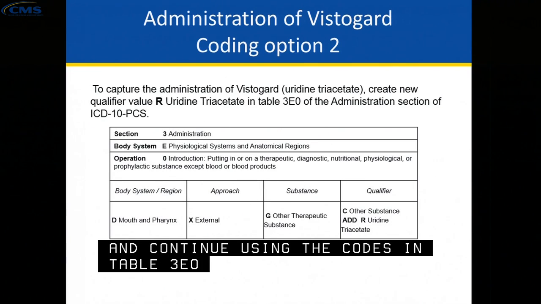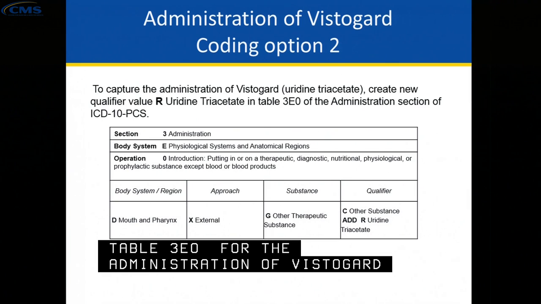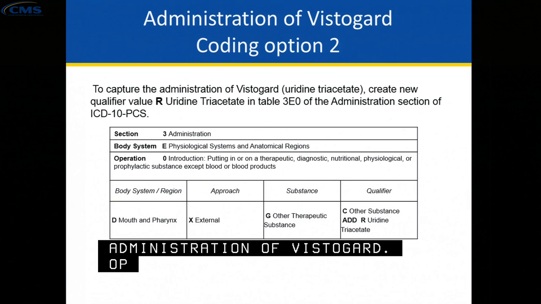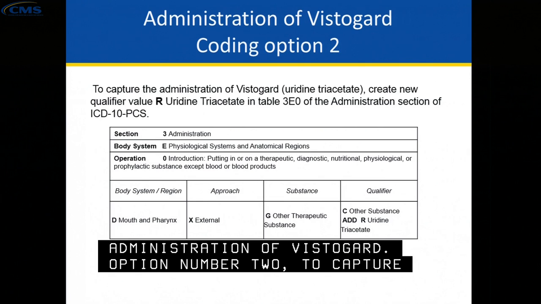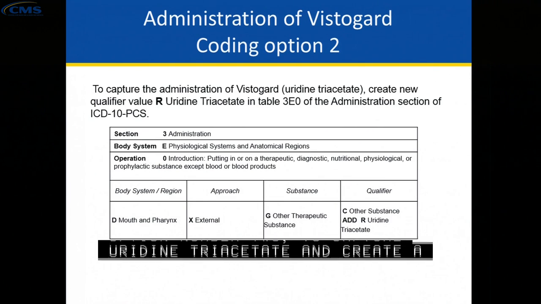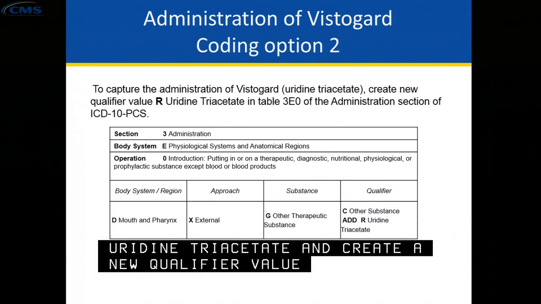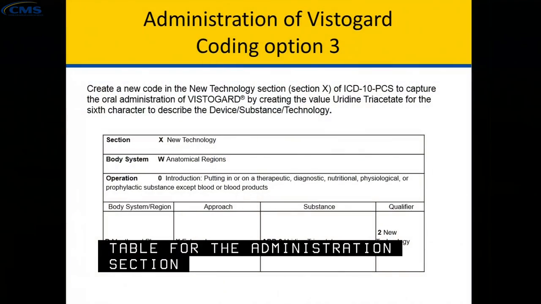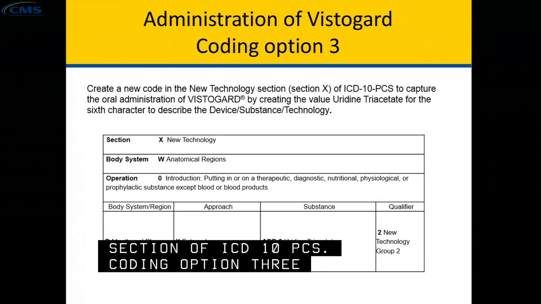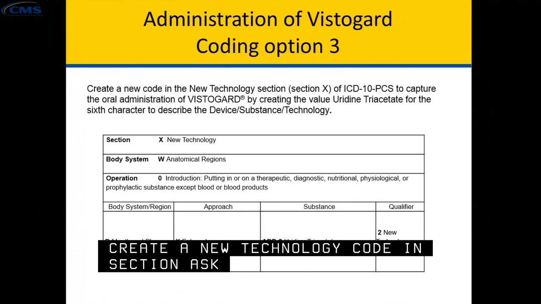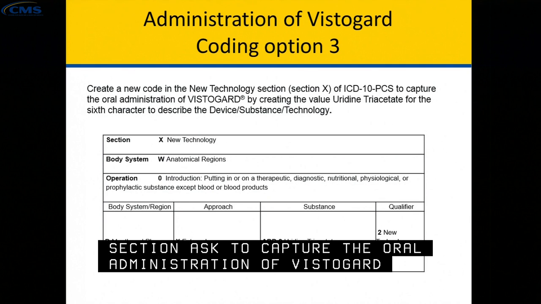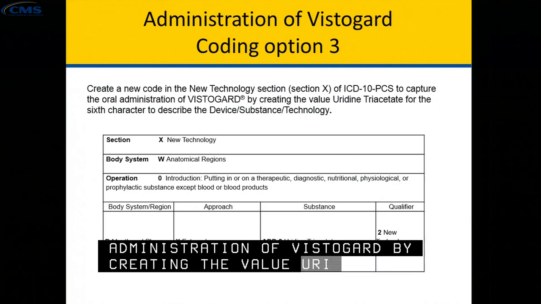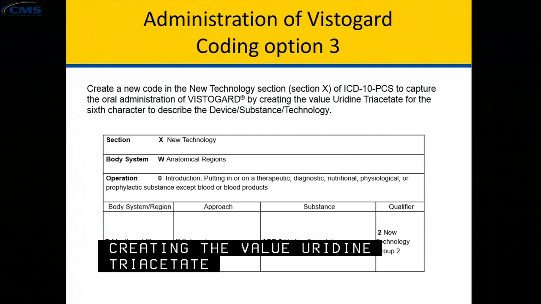Coding option 2, to capture the administration of VISTOGARD uridine triacetate, create a new qualifier value R uridine triacetate in the same table 3EO for the administration section of ICD-10-PCS. Coding option 3 would be to create a new technology code in section X to capture the oral administration of VISTOGARD by creating the value uridine triacetate for the sixth character value to describe the device, substance, or technology.